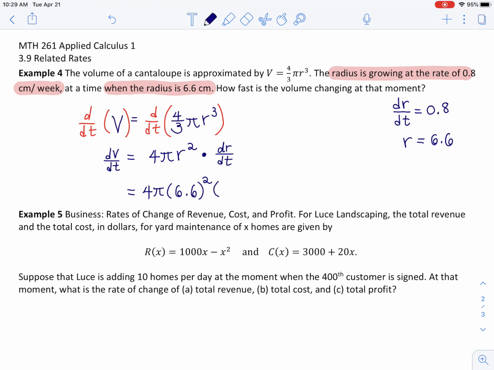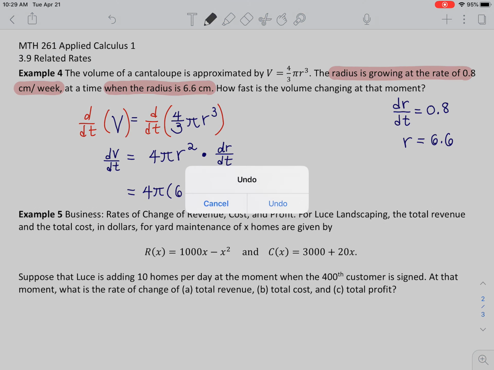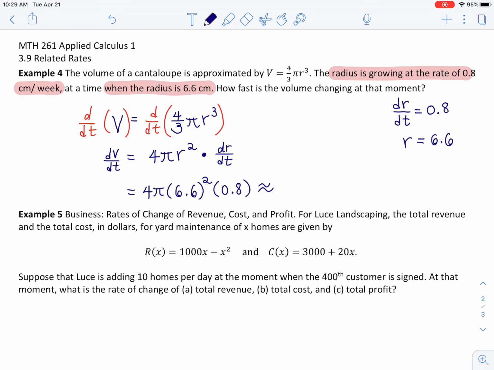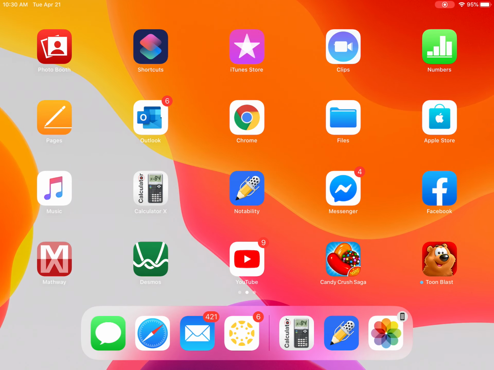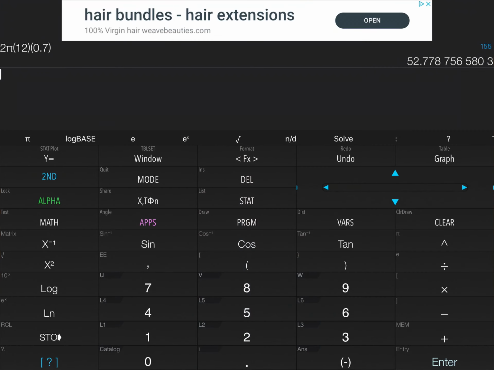It's a one-liner. 4 pi times, what was the radius they gave us? 6.6 squared. And then I'm going to multiply by the rate that the radius is changing with respect to time, which was 0.8. Alrighty, I'm going to go ahead and type this in my calculator. Oh, oopsie, excuse me, let me close this. All right, I'm going to go out to my calculator app.